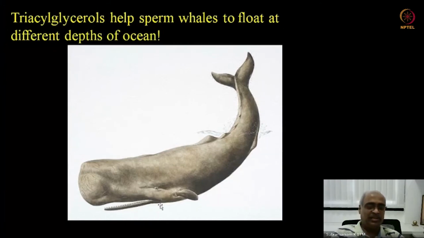So shown here is a sperm whale. Pay attention to its head. This is its mouth, here is the eye, and this is a tank literally above the head. Its head is down here, but this portion is a tank that holds about 4,000 liters of triacylglycerol. Remember the number 4,000 liters.